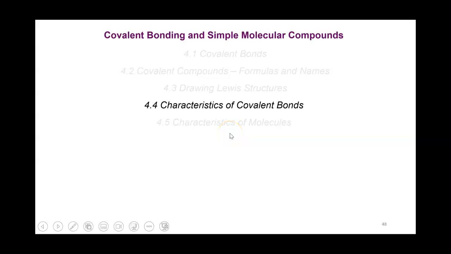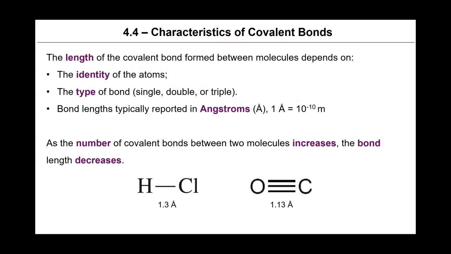So in section 4.4, we look at some characteristics of covalent bonds. One of the simplest characteristics of a covalent bond is its length. And the length of a covalent bond depends upon a couple of things. In particular, it depends upon the identity of the atoms involved, and that is larger atoms tend to form longer bonds. The type of bond, whether it is a single, double, or triple bond: single bonds are the longest, double have intermediate length, and triple are the shortest.